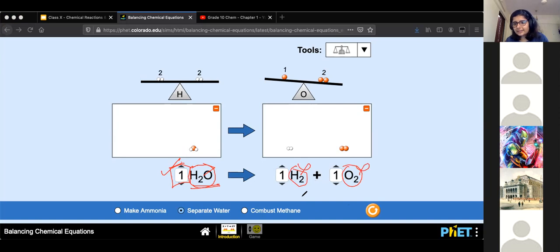Dhruv is correct. Divya, check the number of hydrogens. That part is not balanced. It's not completely balanced. Even the oxygens are not balanced completely.